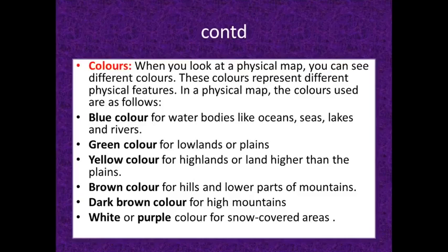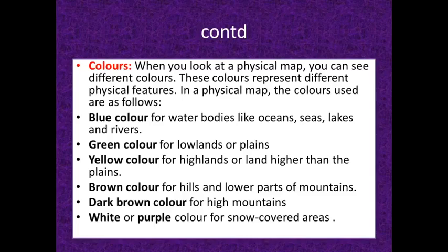Let me continue with colors. When you look at a physical map, you can see different colors. These colors represent different physical features. In a physical map, the colors used are as follows: blue color, green color, yellow color, brown color, dark brown color, white and purple. So why is blue color used here? It is used for the water bodies like oceans, seas, lakes and rivers. So all the water bodies are shown with blue color.